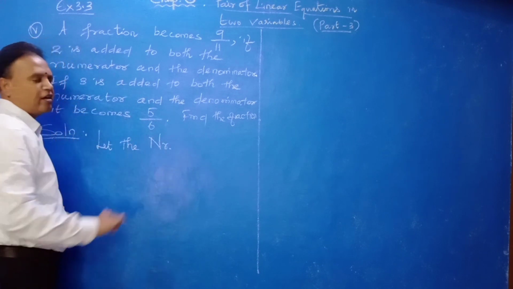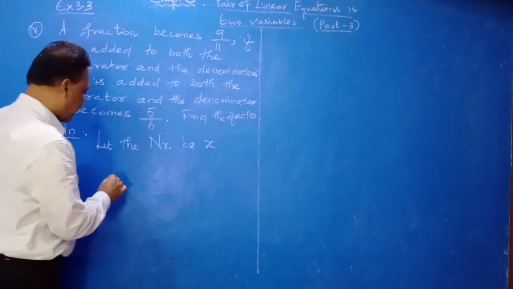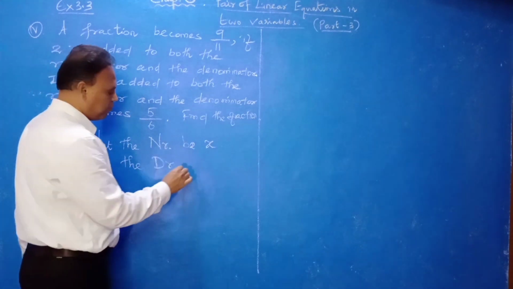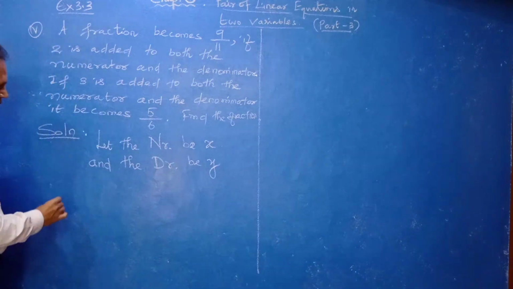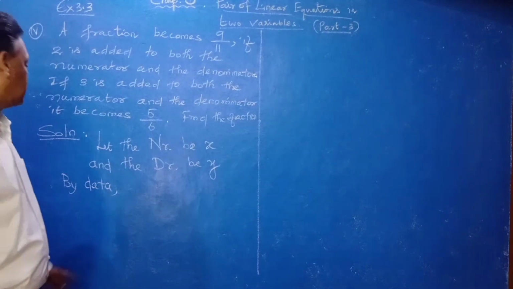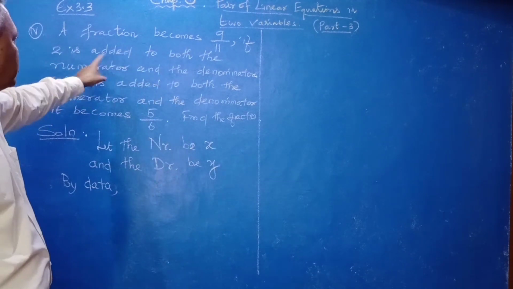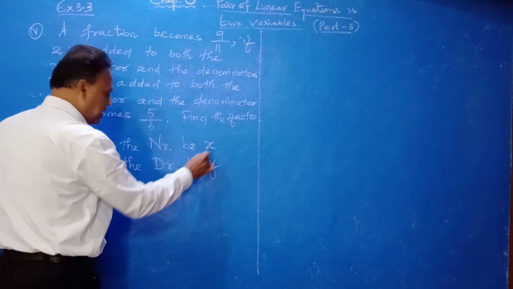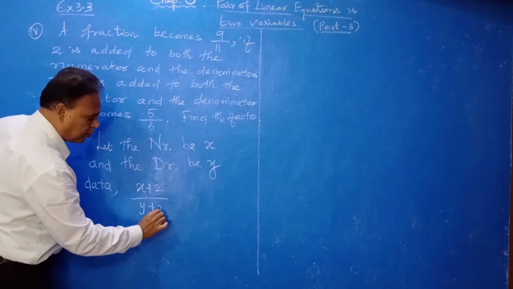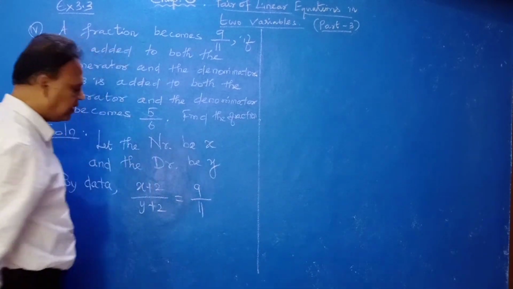Numerator, short form you can write n naught means numerator. Let the numerator be x and the denominator be y. Therefore by data, the first statement: a fraction becomes 9 by 11 when 2 is added to both numerator and denominator. That means numerator plus 2 divided by denominator plus 2. That time the fraction becomes 9 by 11.